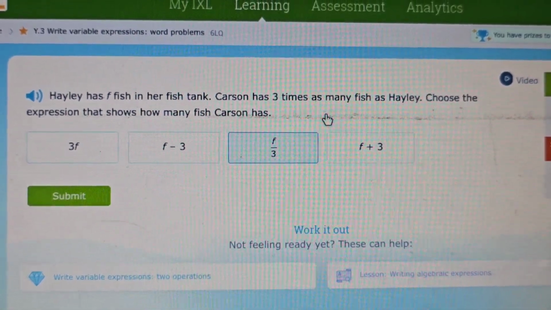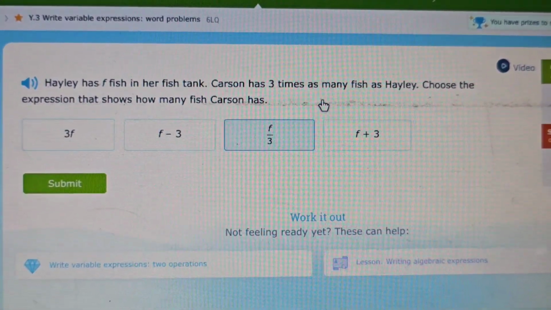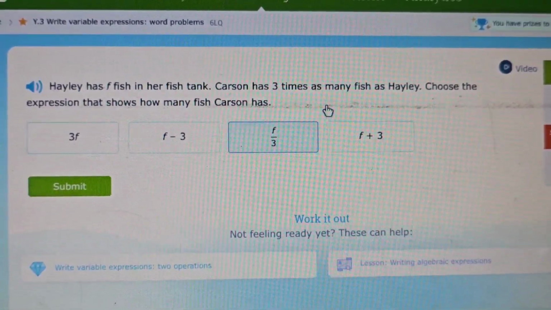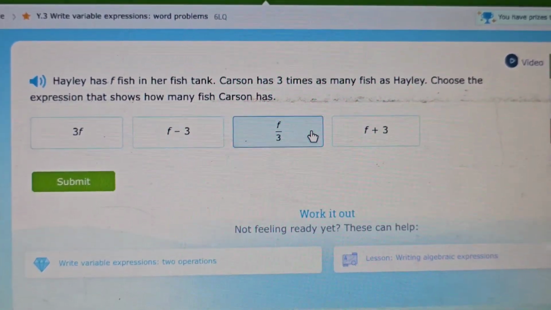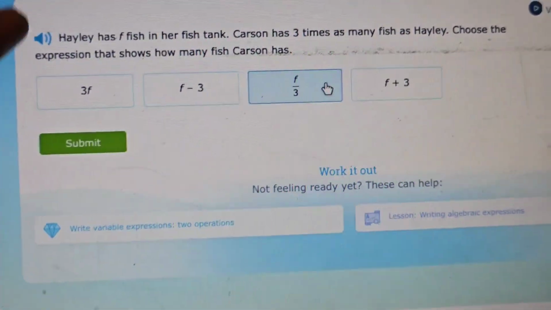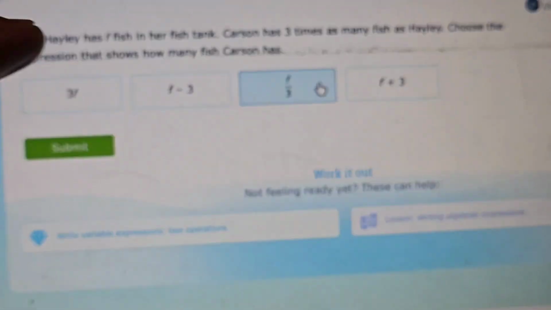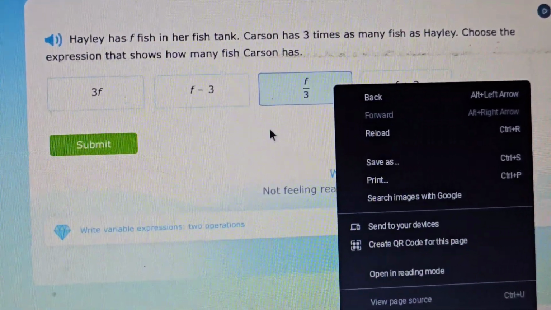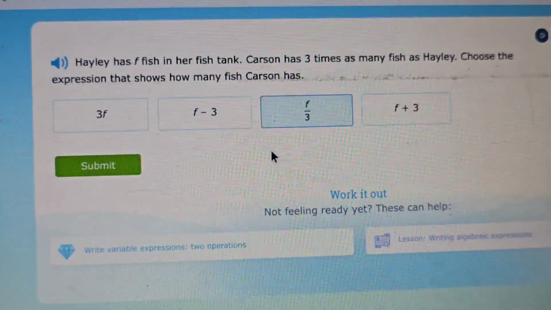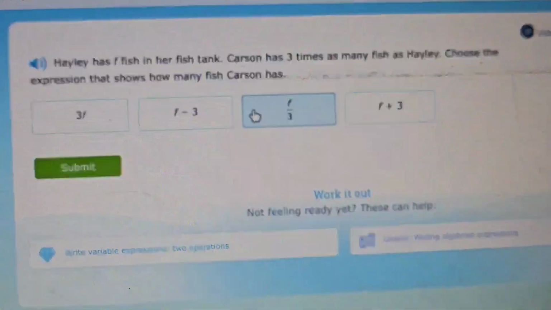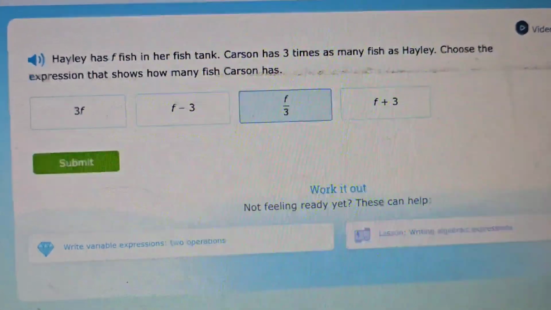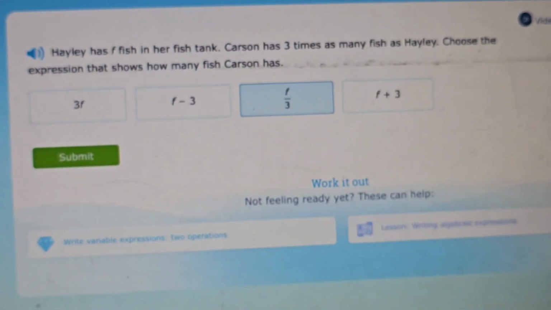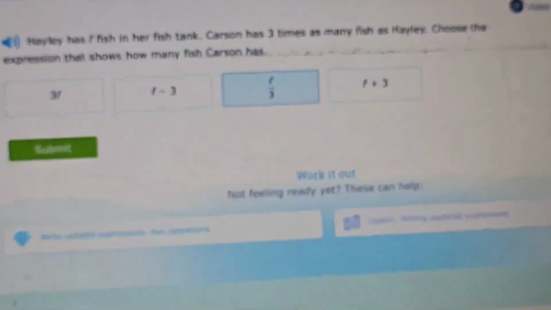All right, so here the problems in IXL is writing variable expression word problems. The goal is for you to read this problem and then find the expression that matches the scenario best. So what you have to do is read it. Let's read it together.